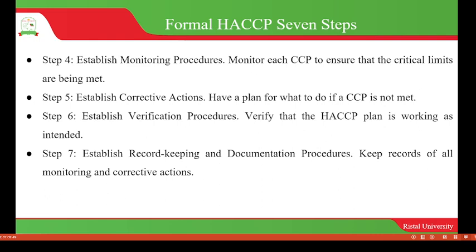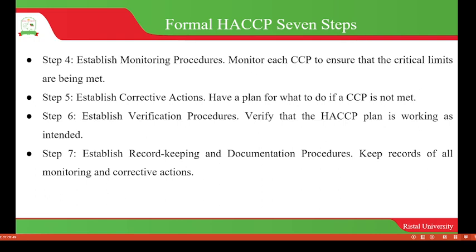Then after you verify that the hazard analysis and critical control point plan is working as intended, you can now move to the last step, in which you will establish record keeping and documentation procedures.